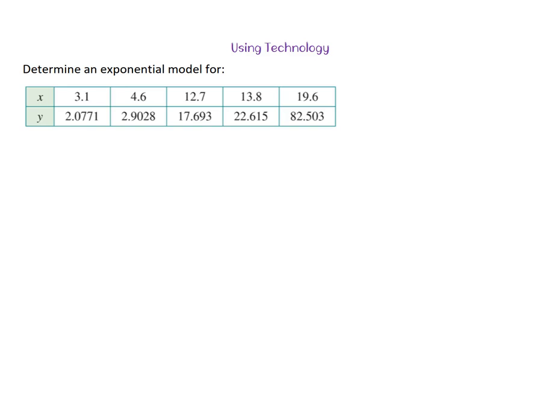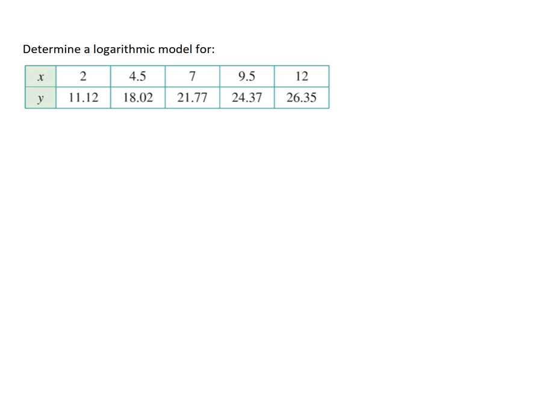Now, what if we had technology? Determine an exponential model for the data. Now, we need to know if this is going to be base e or not. So I'm going to do this two ways. One way you should have done back in units 1 and 2, and the other way is finding that natural exponential. And the other example I'm going to do using the calculator is to determine a logarithmic model for the data. Again, are we looking for base a or base e?